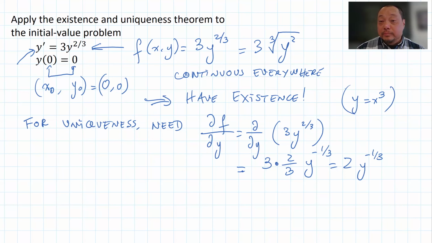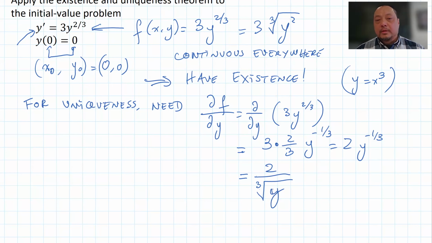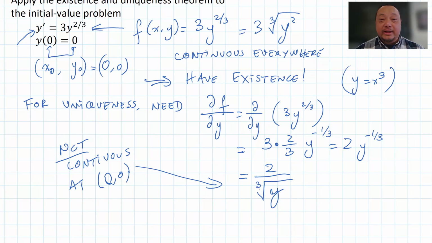Well, let's write it in a form that we're familiar with. Now, the 1/3 power means cube root, and the negative means it's in the denominator. So 2 divided by the cube root of y. The cube root of y is in the denominator, and the initial value is at 0, 0. It is not continuous at 0, 0. Therefore, we are not guaranteed uniqueness.